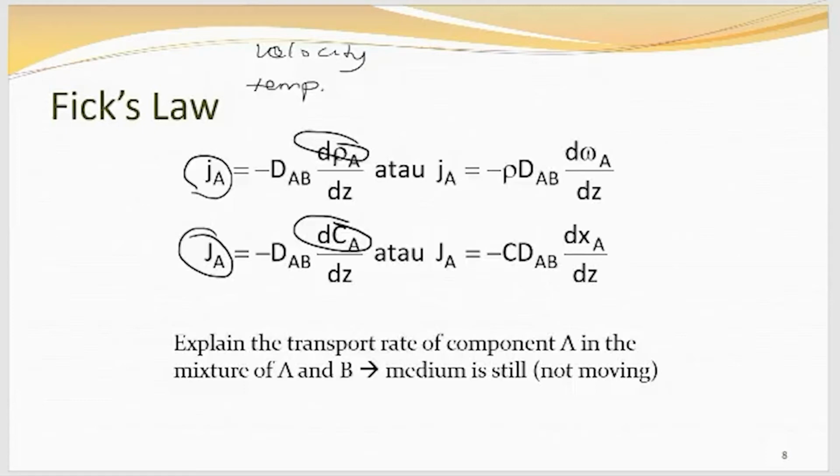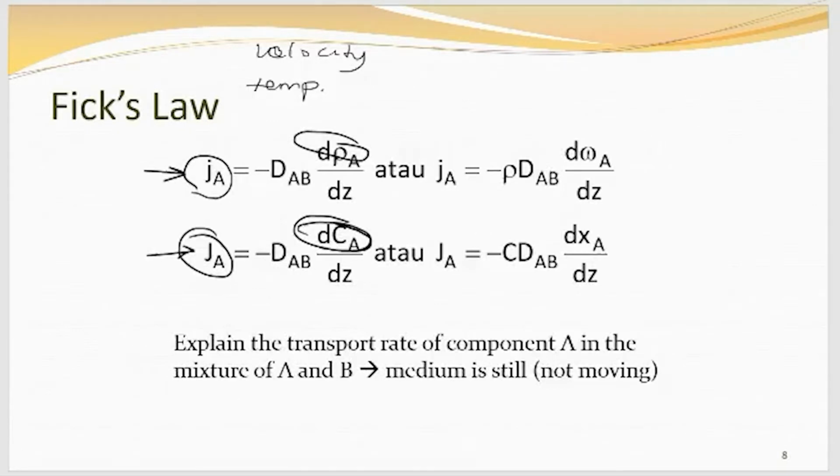Okay, so here we have lowercase j. Lowercase j is the mass flux of A when we talk about that flux in terms of the mass concentration. And here we have uppercase J, capital J. Capital J is also the mass flux of A, but we use capital J when we talk about the mass flux of A in terms of molar concentration, when we have a molar concentration of A.